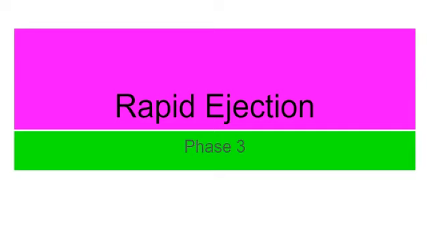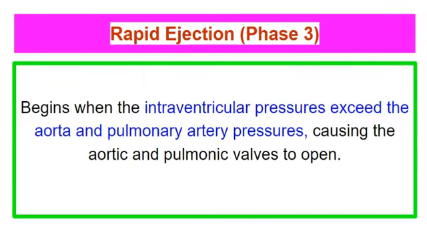Then we go to the ejection phase, which we're calling the rapid ejection phase for our purposes, which is going to be phase 3. And that begins when the intraventricular, intra meaning within, pressures exceed aorta and pulmonary artery pressures, causing the aortic and pulmonic valves to open.